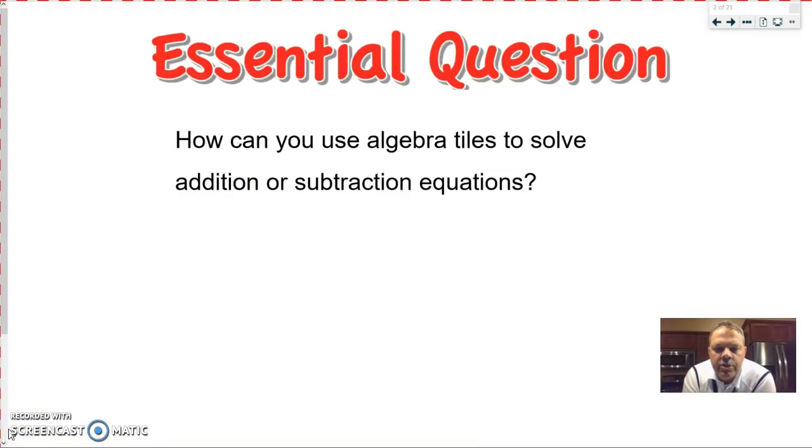Yesterday in class, we started talking about inequalities. However, I forgot to mention that we have to figure out how to solve equalities. So our essential question, or what I want you to be able to do when you are done watching this video, is how can you use algebra tiles to solve addition and subtraction equations?